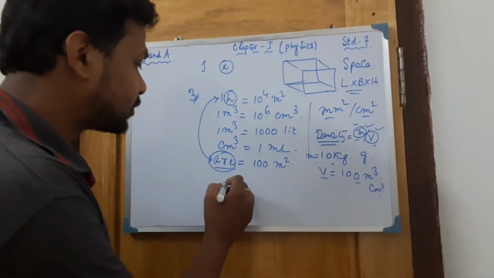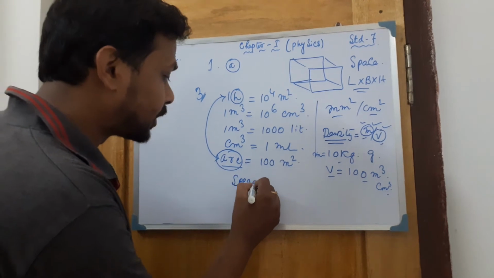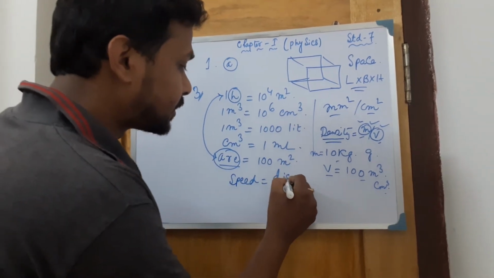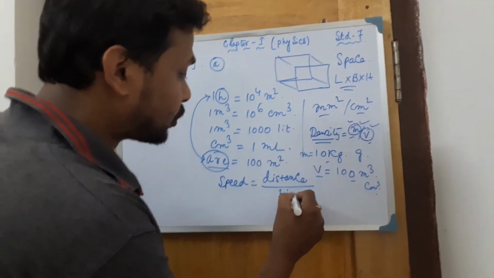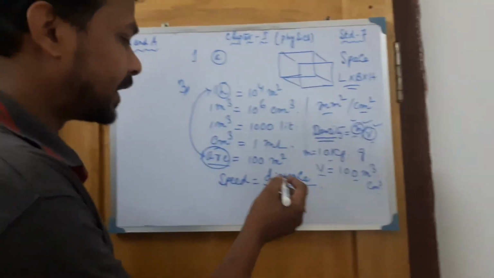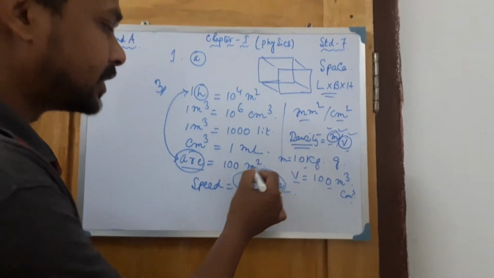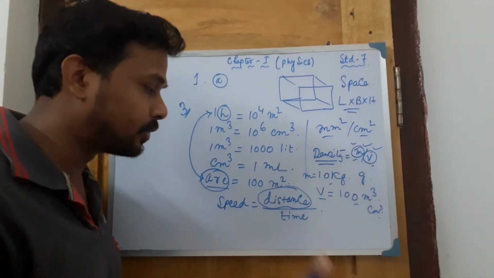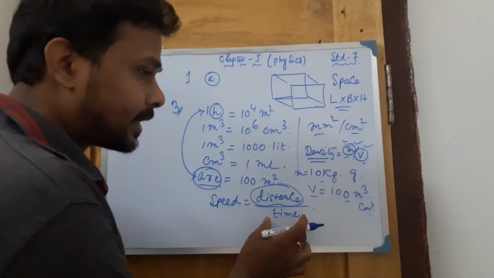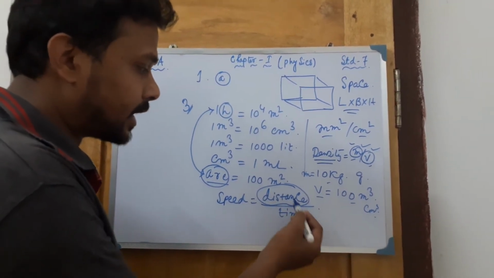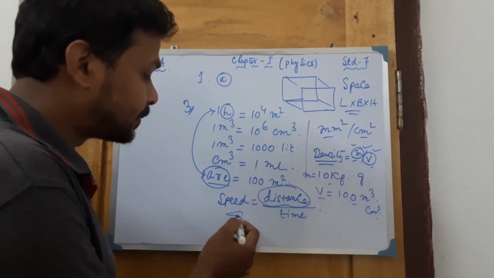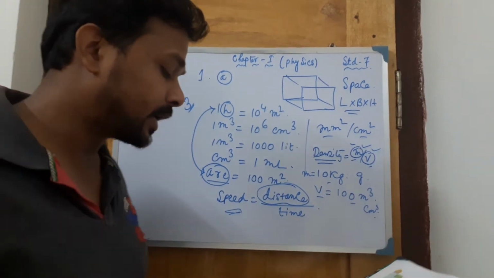Next one, how can you find the speed of a body? Speed of a body means what? Speed is distance divided by the time taken. First you calculate the distance covered by the body, which will never be zero, and the time taken to cover this amount of distance. Then this ratio will give you the speed of the body. Clear? In this way you can calculate.